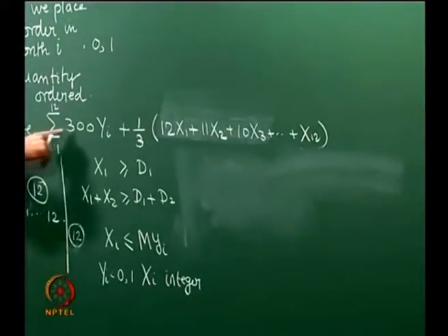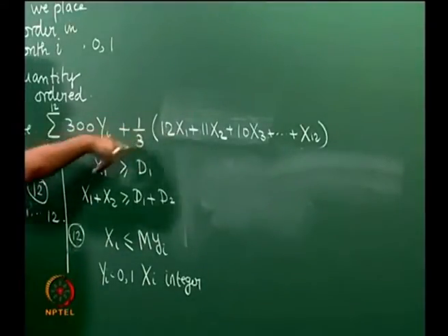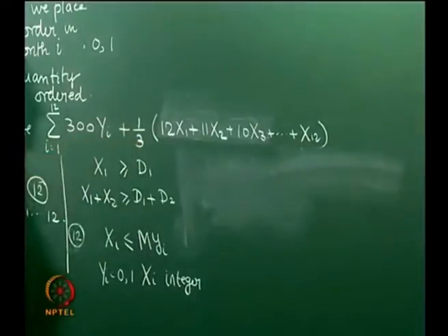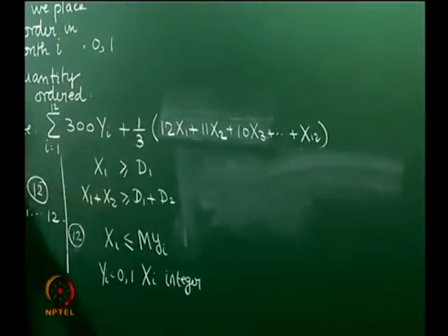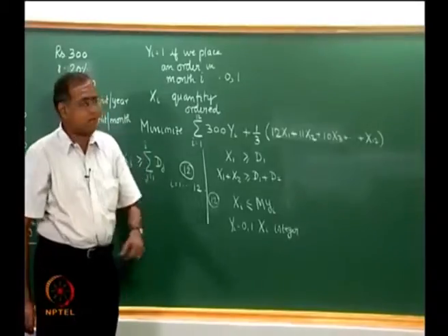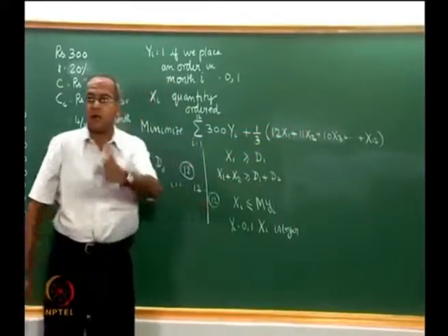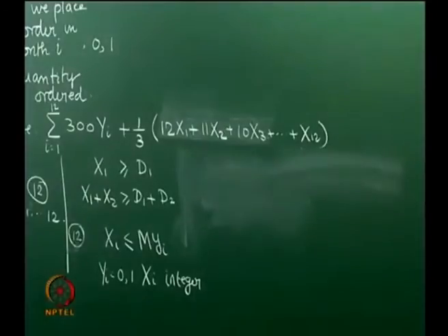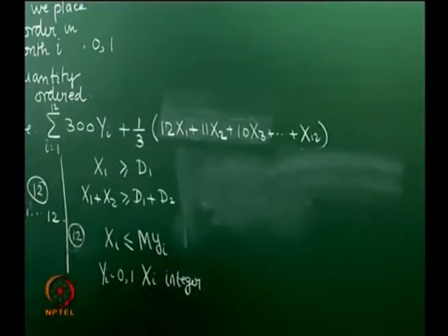So, there are 12 terms here, 300 into y1 plus y2 up to y12, plus other terms here that represent the inventory holding cost. There are 12 constraints representing the demand, so that the demand in every period is met. There is no shortage, therefore, no shortage cost is added in the objective function. This model does not allow shortage or back ordering, plus of course the linking constraints between x and y. So, when we solve this optimally, we will get a solution which is this.